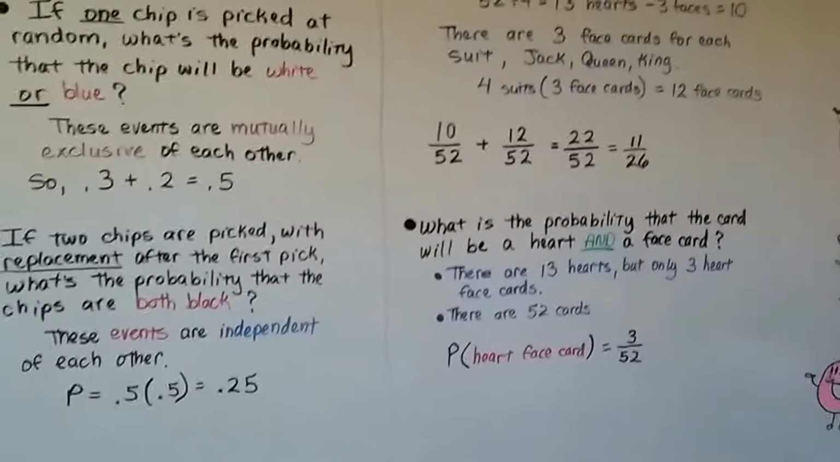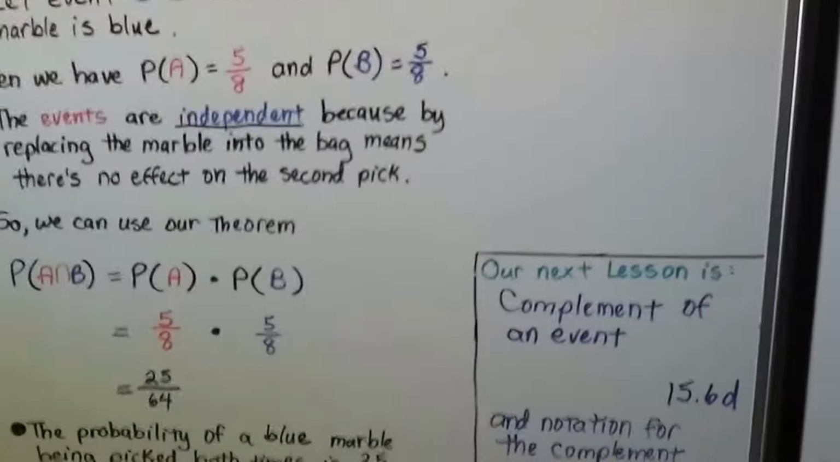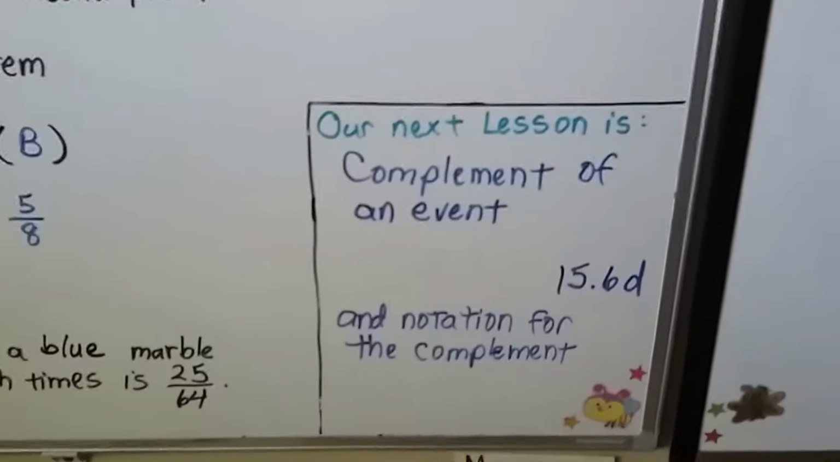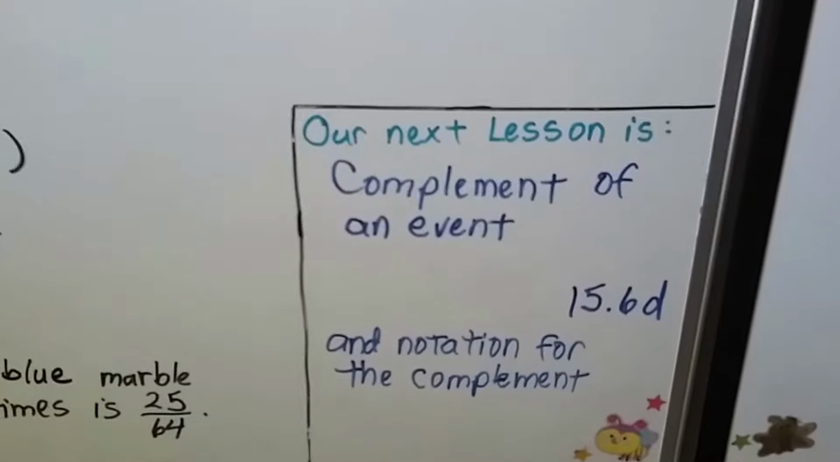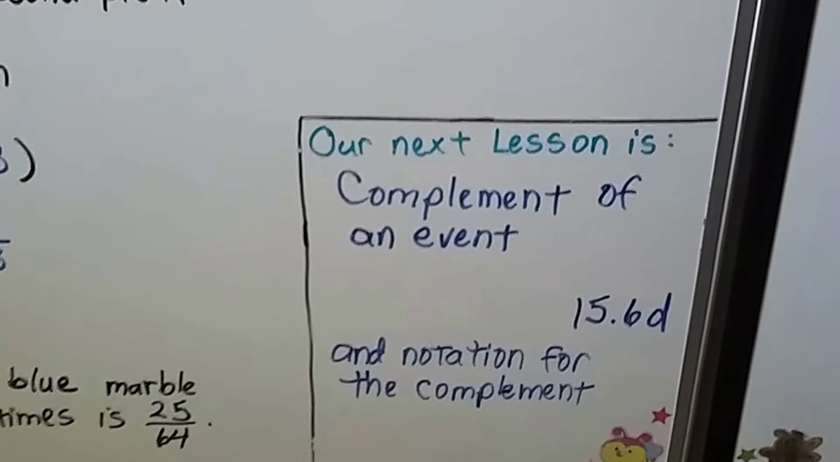All right? I hope this was clear enough for you. I know a lot of people get really confused when it comes to probabilities. We're going to talk about the complement of an event next, and we're going to talk about the notation for the complement, how you would write it, okay?